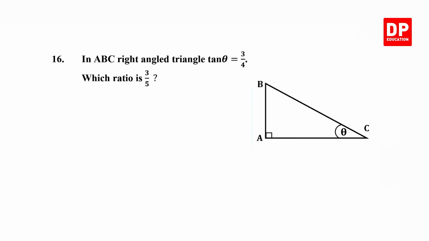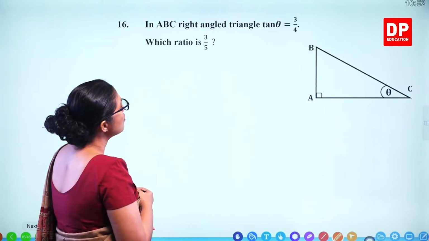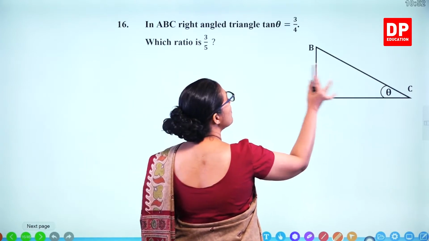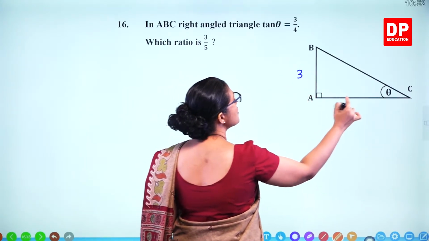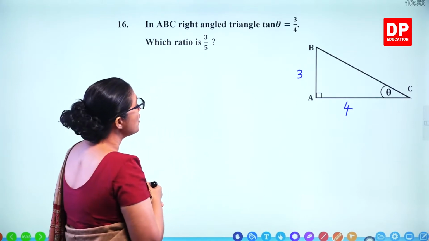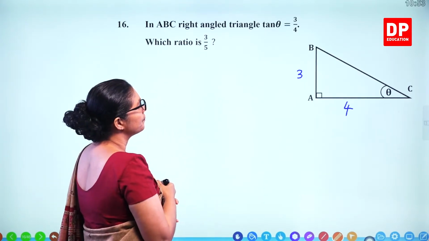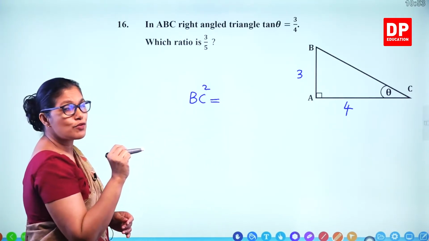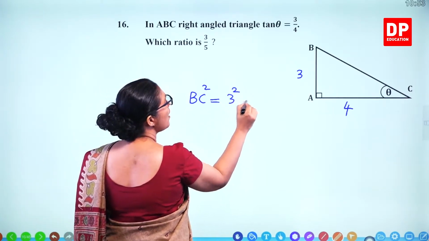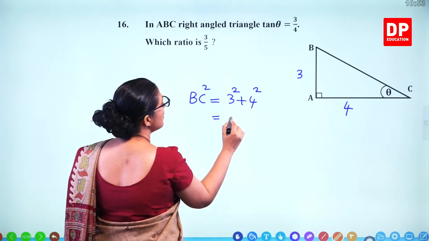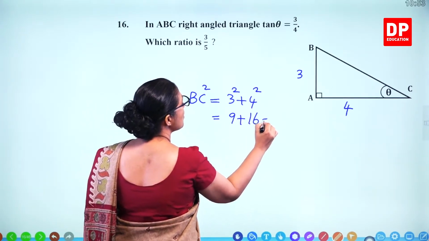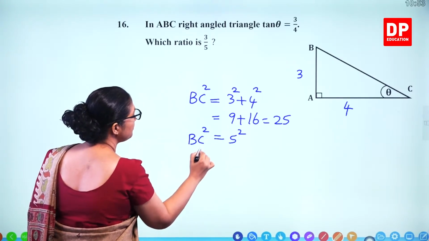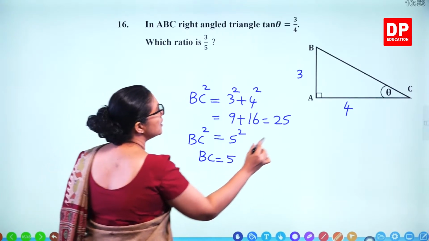Question number 16. In ABC triangle, right angle triangle, tan theta is equal to 3 over 4. So 3 means opposite, adjacent is 4. So what's BC? We can use Pythagoras theorem to find BC. BC squared is 3 squared plus 4 squared, and you get 9 plus 16, that's 25. That means 5 squared. So BC is 5.